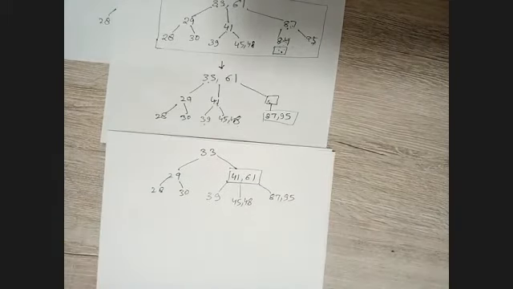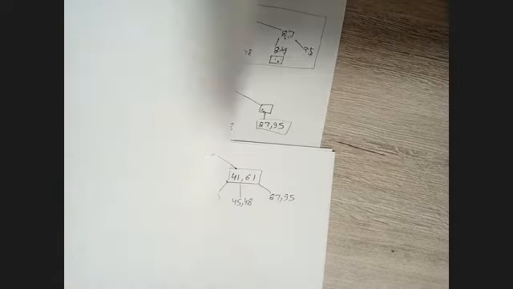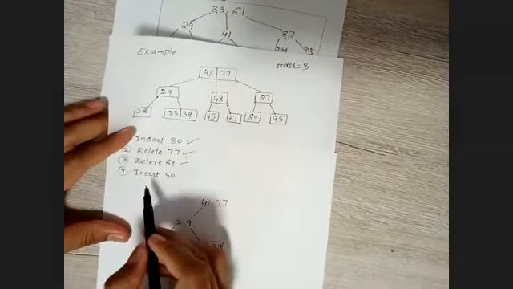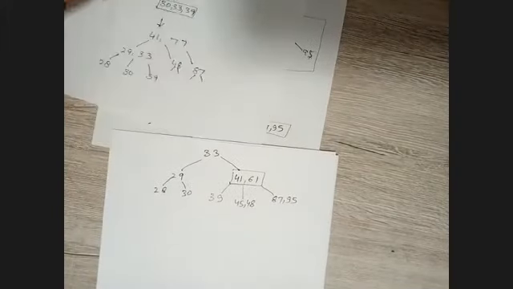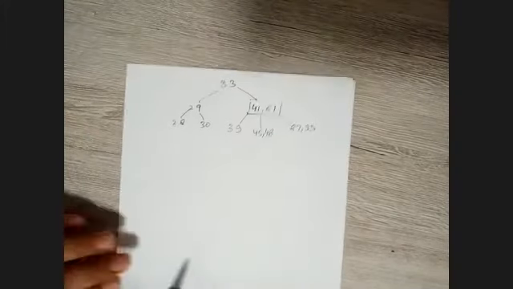So in this way, our B tree structure will look like this, after we perform the deletion operation of 84. The next is insert 50, right? So now we have to insert 50 into this tree.